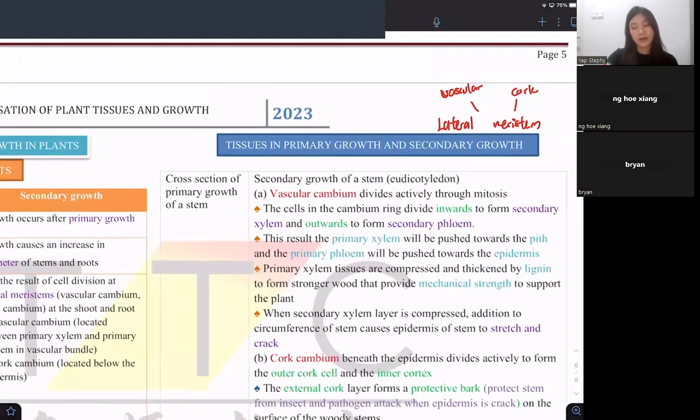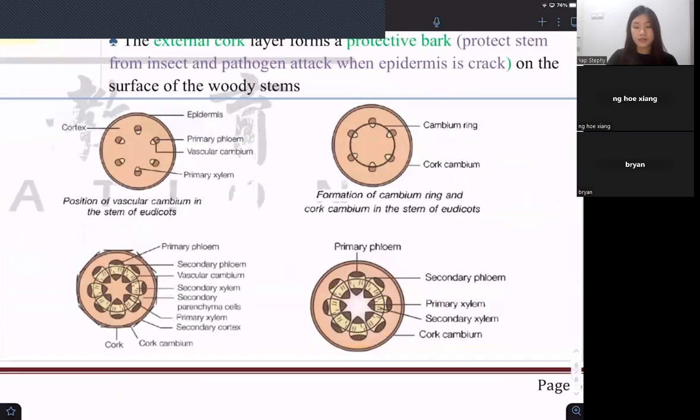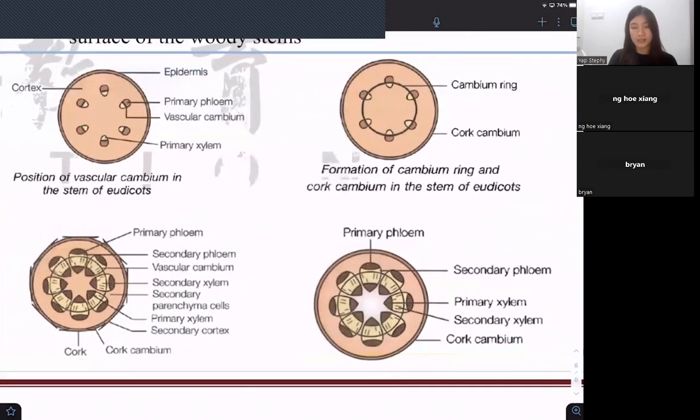Okay. So what is the function of the lateral meristem? It will increase the diameter, it will increase the thickness of the plant. So this is for the secondary growth. Okay, so now we see the diagram first. Normally for the secondary growth, it will ask you to label the primary xylem and the secondary xylem. So you must know the position of the primary and the secondary.